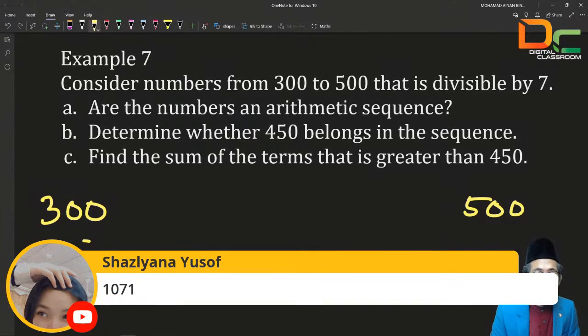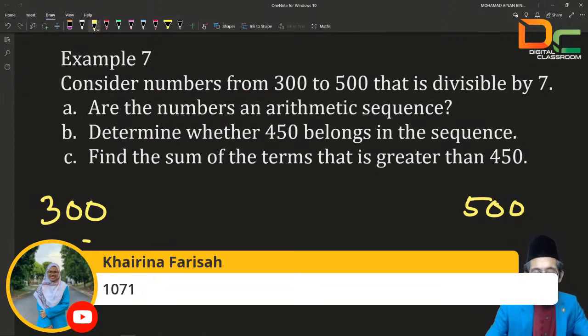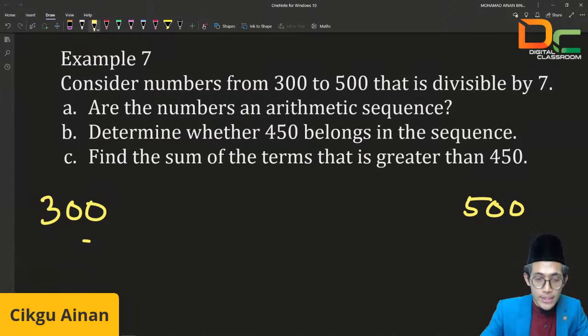Maksudnya bahagi tu bahagi yang cantik. So 300 over 7 it's not. Okay, so kita increase the number. 301. Dapat, kita dapat 43. So 301 is divisible. Boleh dibahagi dengan 7.